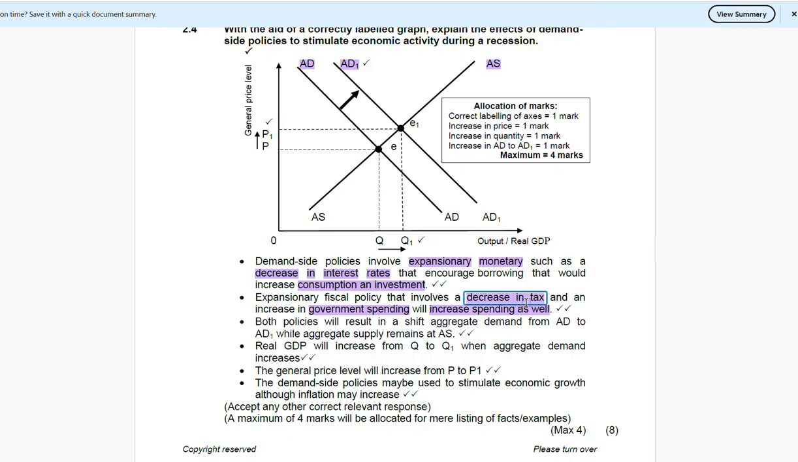And when government is spending more, there will also be an increase in employment, because more workers will be needed to manufacture the products that government is looking for. And overall, there will be an increase in spending.